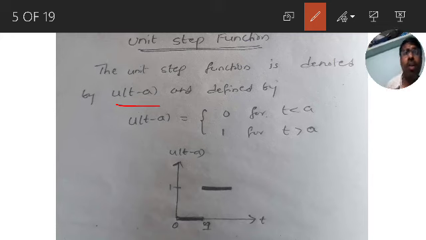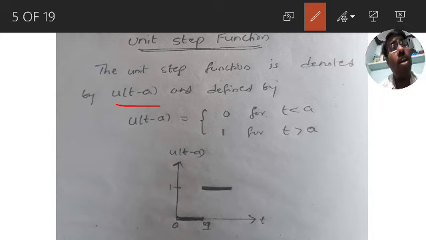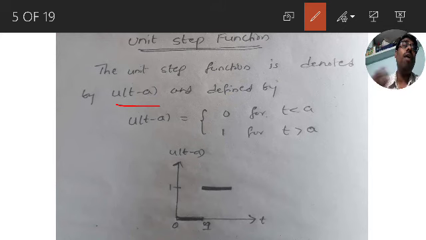Are you able to get it? So this is the definition of the unit step function. Most usually, the question that comes in the examination is: define the unit step function and find the Laplace transform of the unit step function. That comes for 5 marks, a previous question for 5 marks. Now we have seen what the unit step function is, how it is denoted, u of t minus a, and how it is defined.